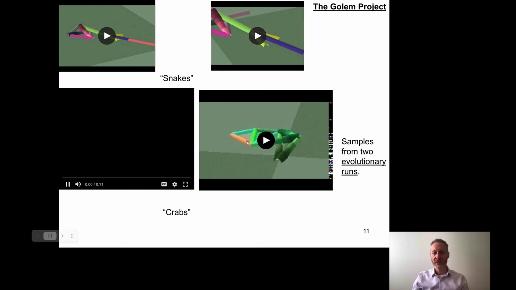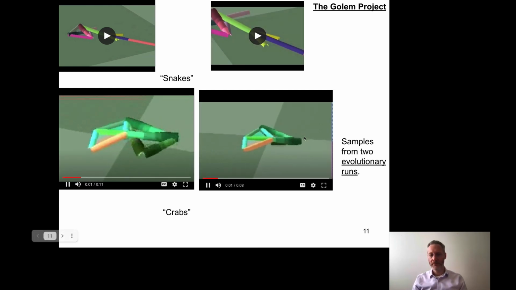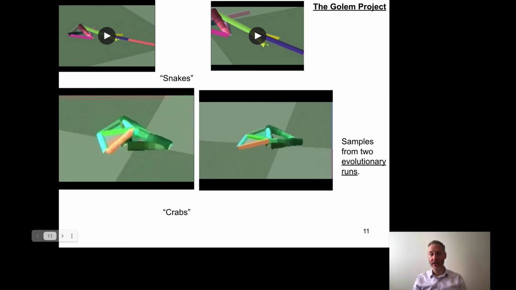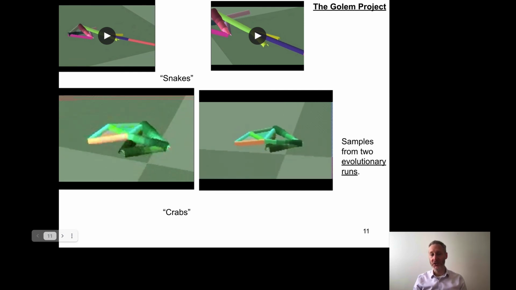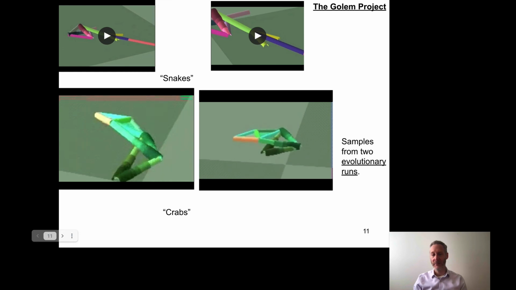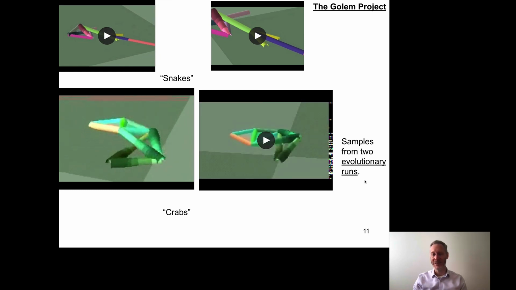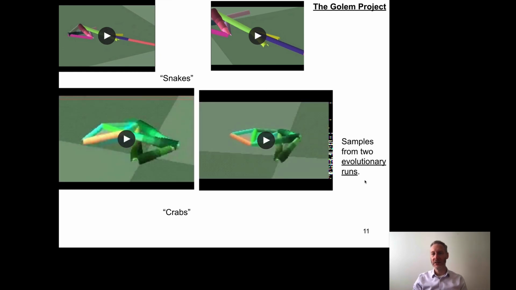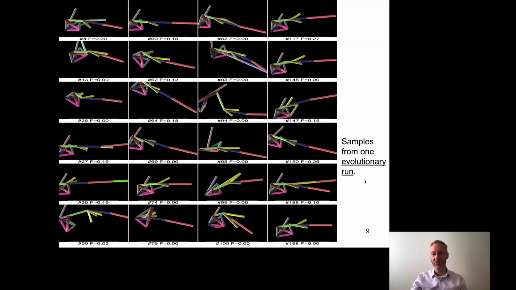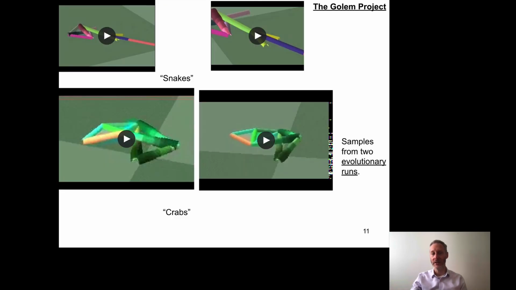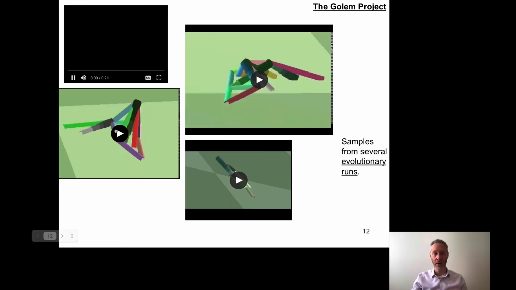Okay, here's another solution. Or here's another branch. Here's another family tree. These are clearly very different from the snakes. They're taken from a different evolutionary run. So just giving you a sense of the variety of form and the variety of function that the authors got in this experiment. Here's just some more interesting ones.